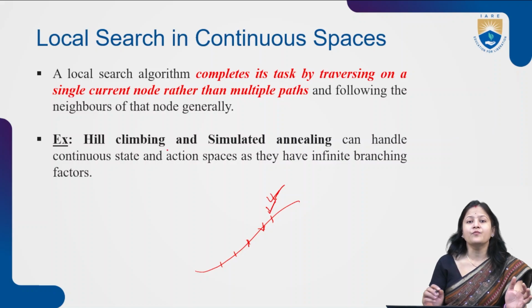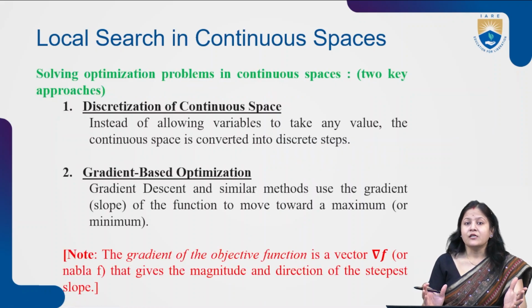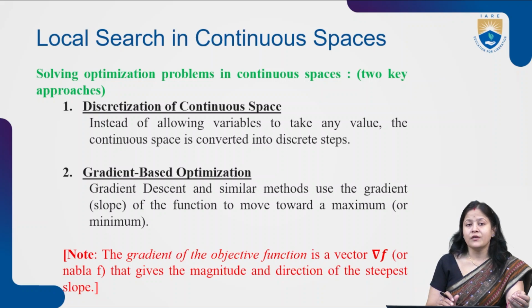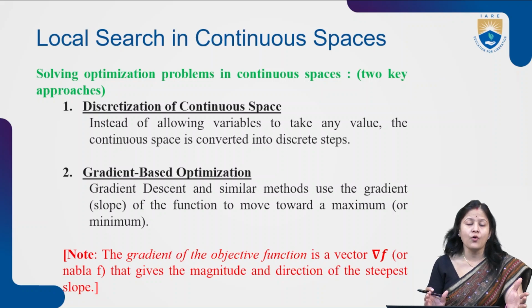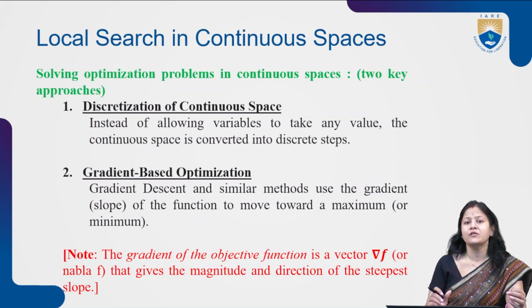Here you can take the example of hill climbing or simulated annealing. These types of algorithms are used to solve local search problems in continuous spaces. They can handle continuous state and action spaces, as they have infinite branching factors. Now, let me discuss the techniques to solve optimization problems in continuous spaces. There are two key approaches. One is the discretization of continuous space, meaning one way to solve the continuous space problem to find the optimization result. Another one is gradient based optimization.